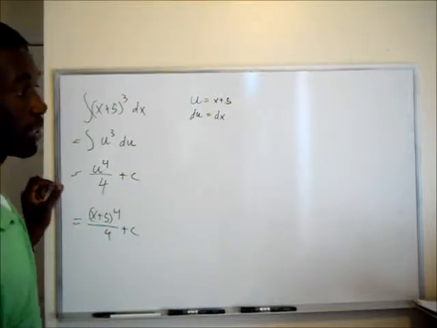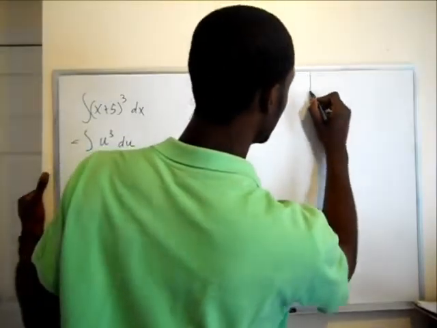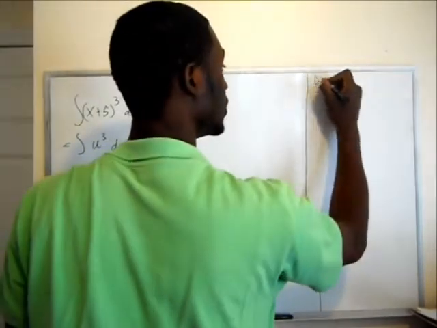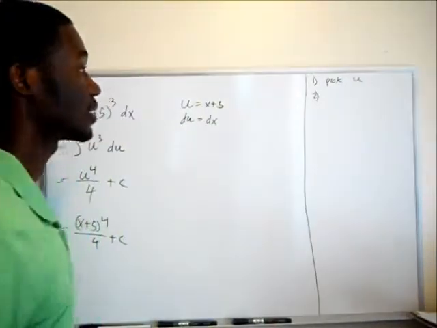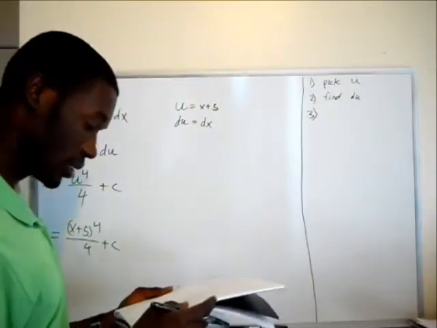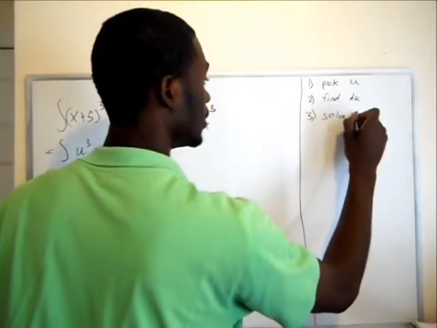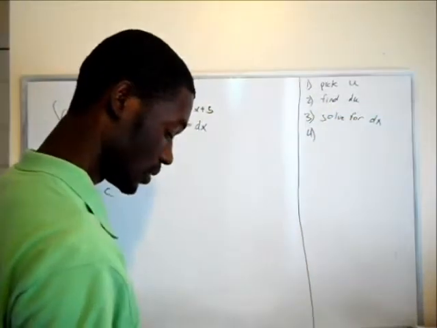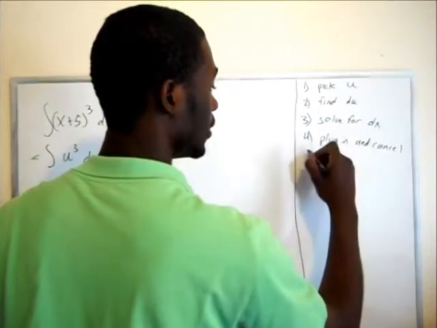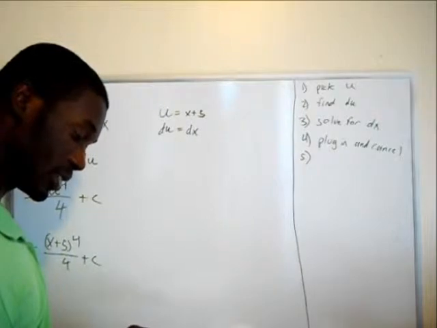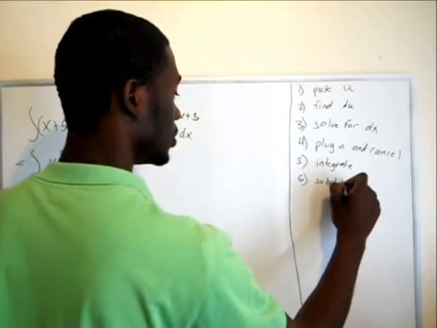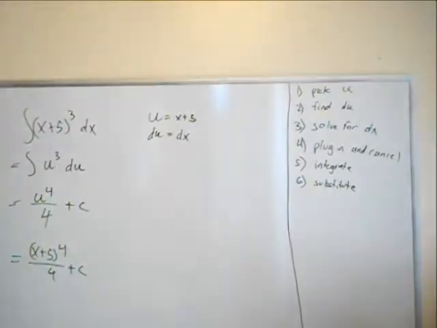And then you're done. So the steps you're going to take, I'm going to write them down for you over here. 1, first, we're going to pick our u. 2, next, we're going to find du. 3, solve for dx. 4, plug in and cancel. 5, integrate. 6, substitute. Okay, so it's 6 steps if you actually want them labeled out.